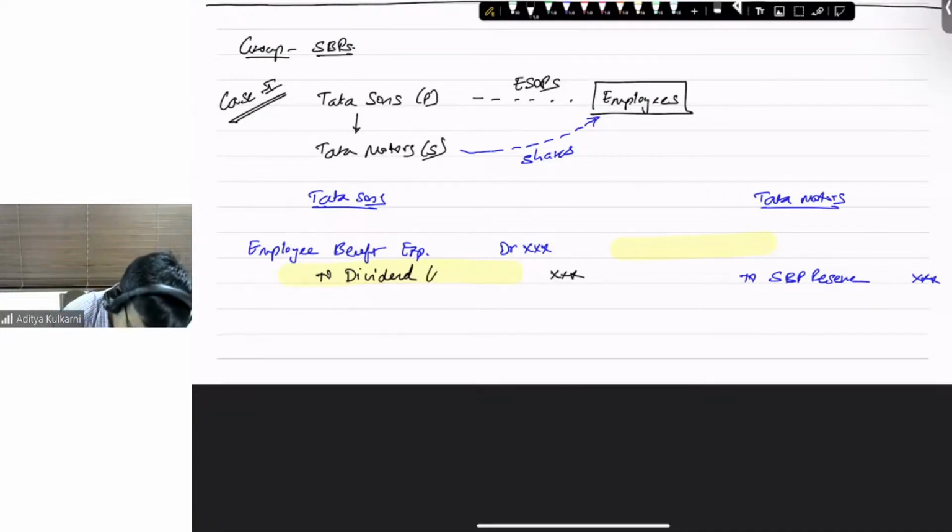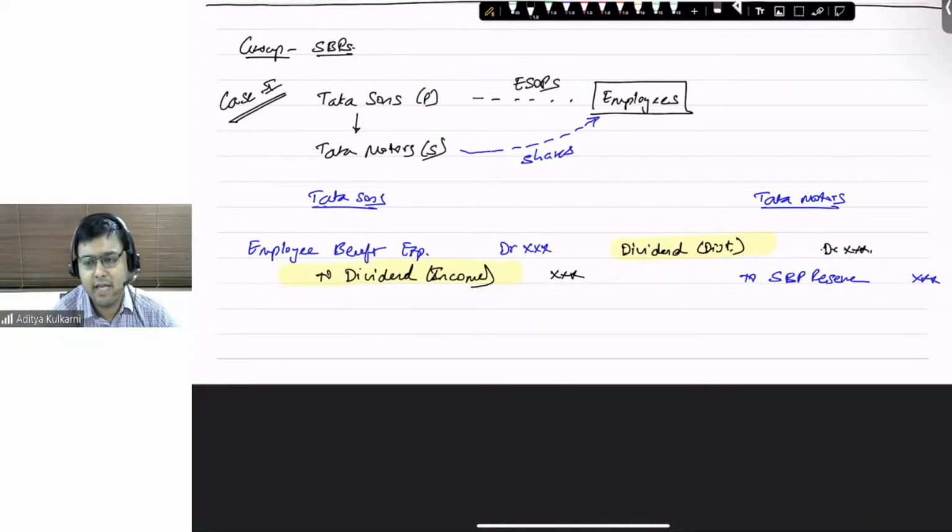Okay, that means this will be an income. And in the books of Tata Motors, this is going to be dividend. That is a distribution of profits. Have you understood this? This is based on the fact that, now please pay attention.